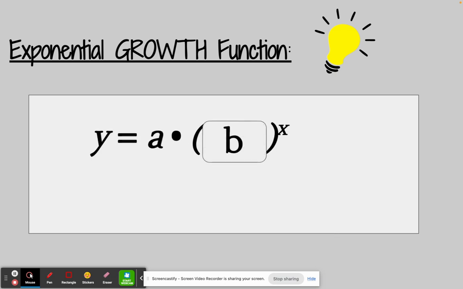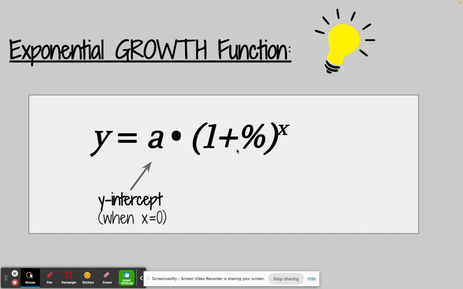We've already dealt with exponential functions where y equals a times b to the x, where a is our starting point when x is 0, and b is our constant factor of change. Now, when we're dealing with exponential growth functions, we're going to use something very similar, but it's 1 plus the percentage that we're growing by. So that's our growth percentage.